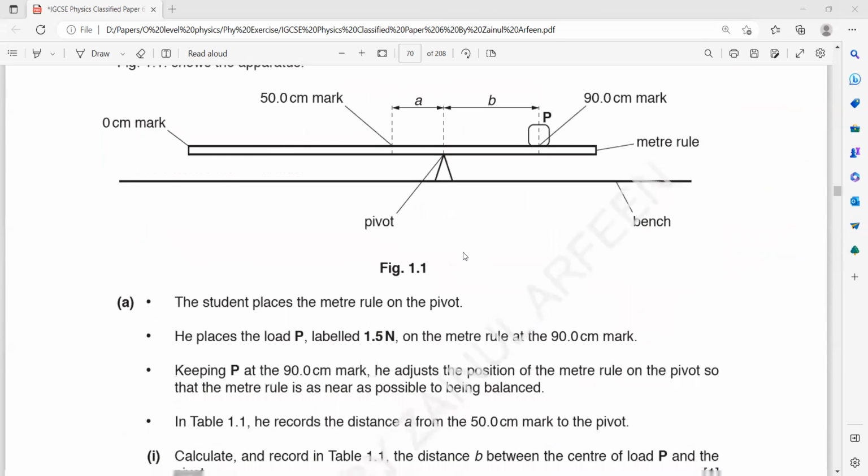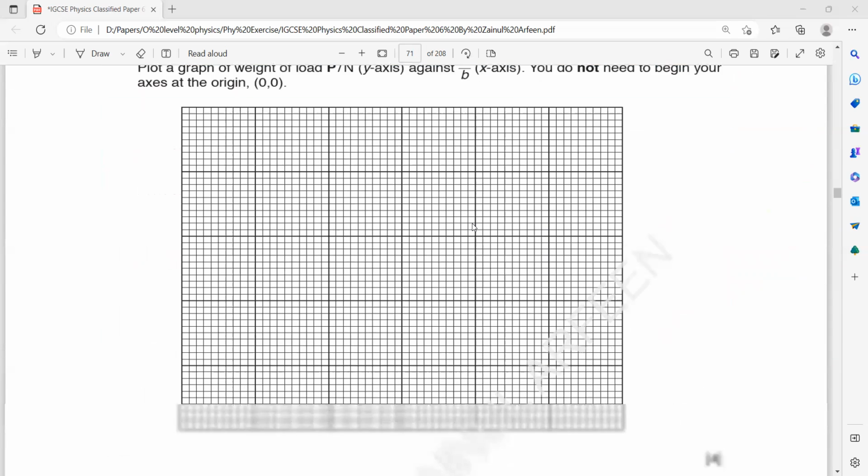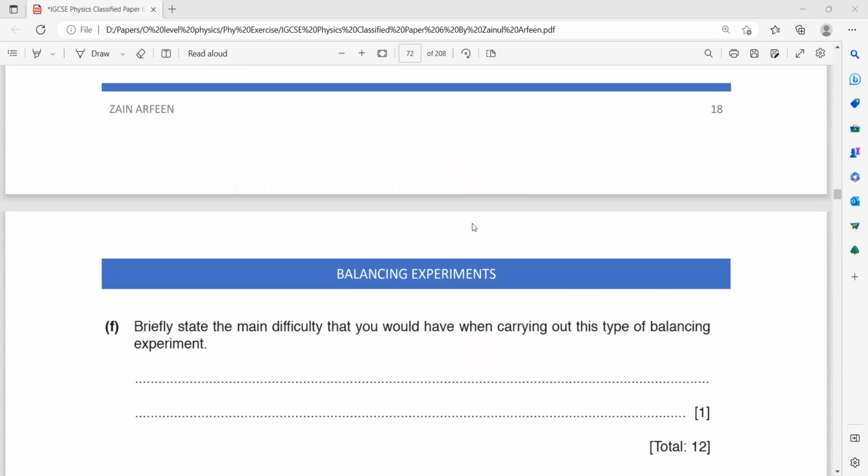So we always estimate the position before starting our experiment, to have an idea which one is heavy, which one is lighter.